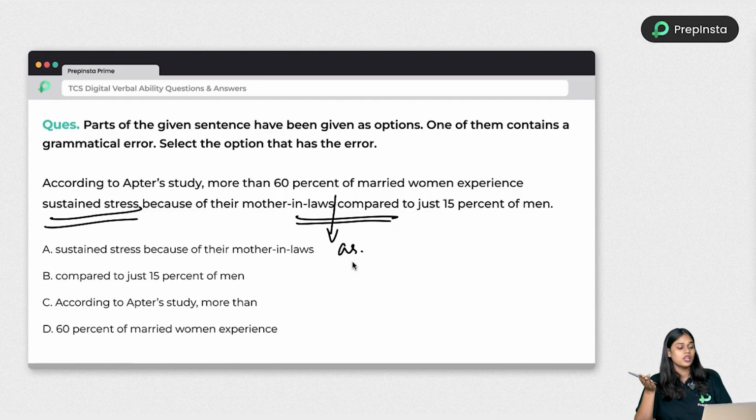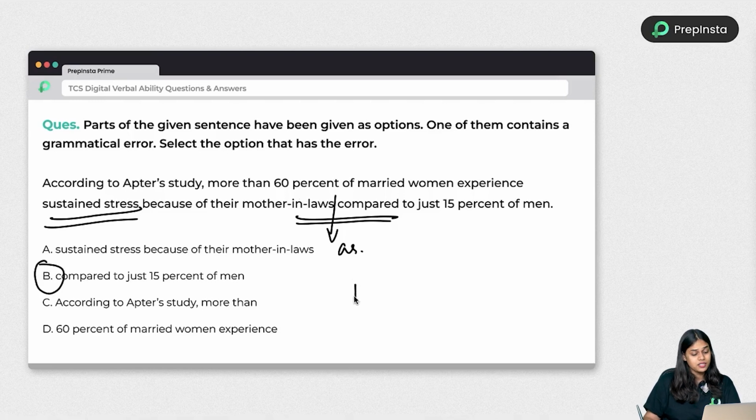So either you can use 60% of married women experience sustained stress because of their mother-in-laws as compared to just 15% of men, or because of their mother-in-laws, pause, compared to just 15% of men. Alright, so that is going to be a correct answer, and according to that, we are going to choose option B as the correct answer because that is the part that starts with compared.